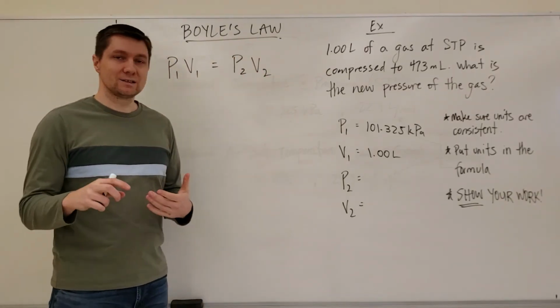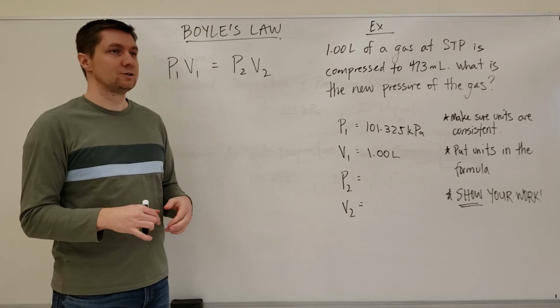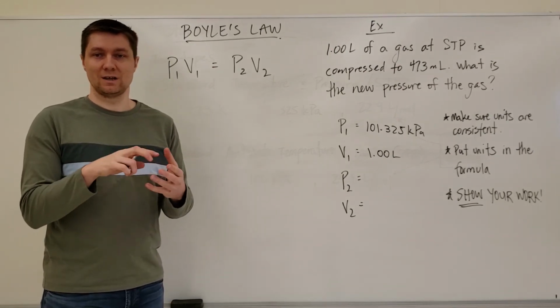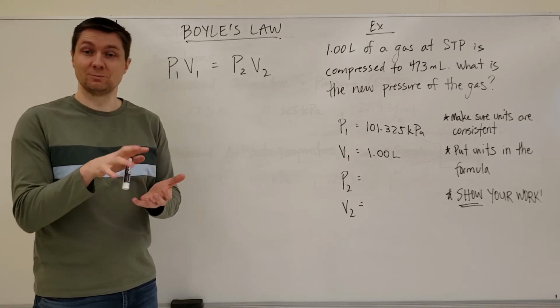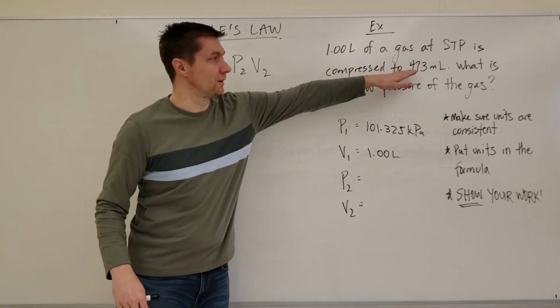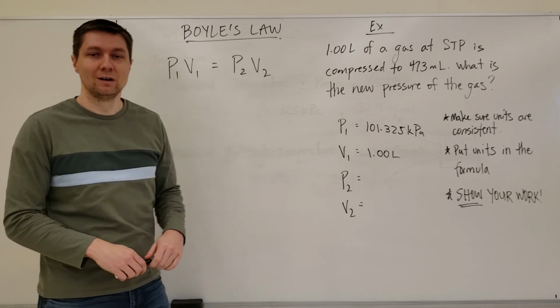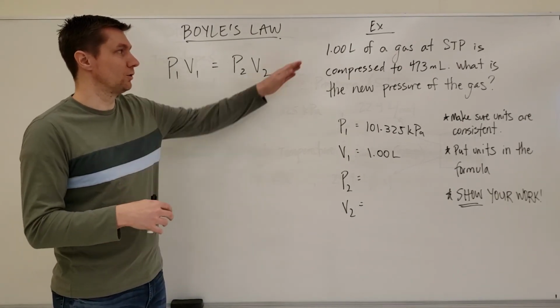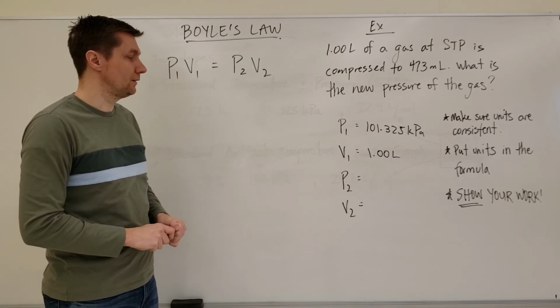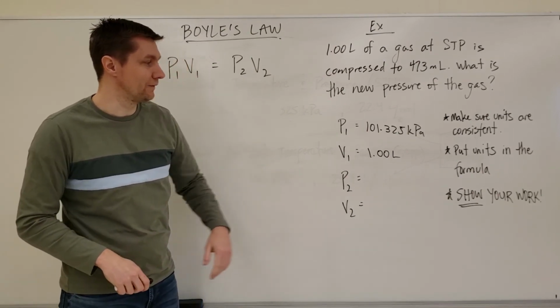And it says that this gas is being compressed. If it's being compressed, that means the gas is going to be under a higher amount of pressure, which means my volume is going to be smaller. And you can see that it gives us the volume. It says the volume is 473 milliliters. That volume is smaller than 1 liter, so that goes here. This is my final volume.